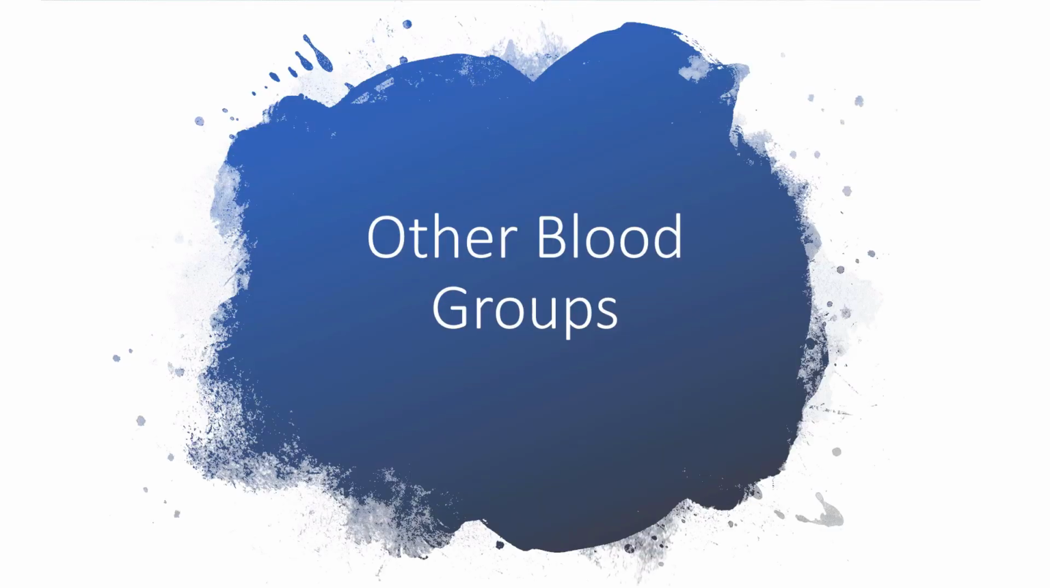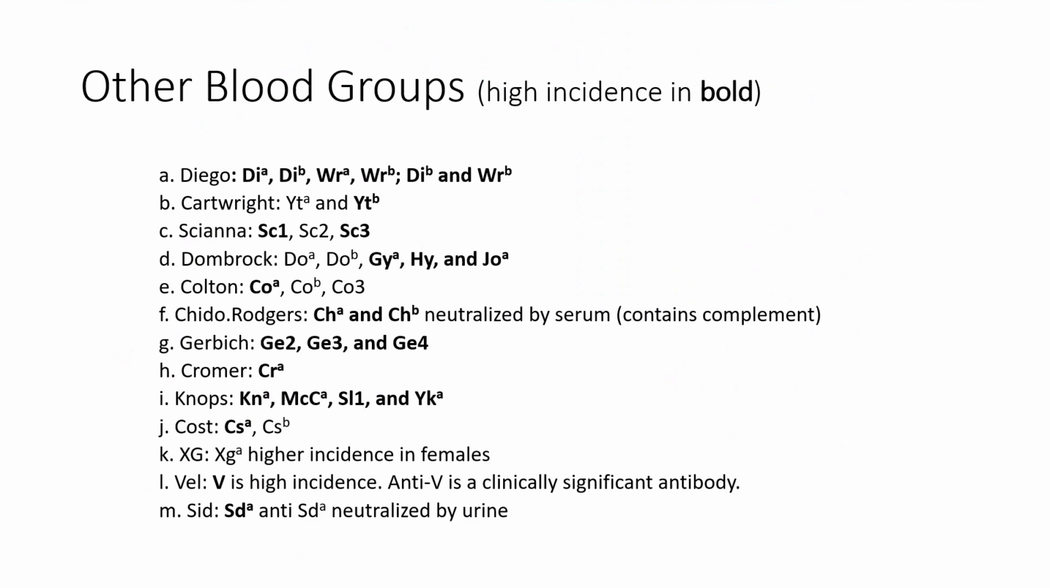We've reviewed the common blood groups. Now we're just going to quickly talk about some of the other blood groups that exist. Here is a list of the other blood group systems and their antigens. The high incidence antigens are in bold.